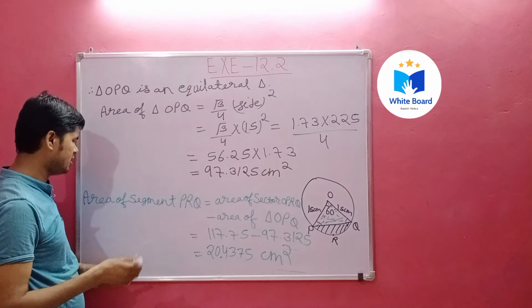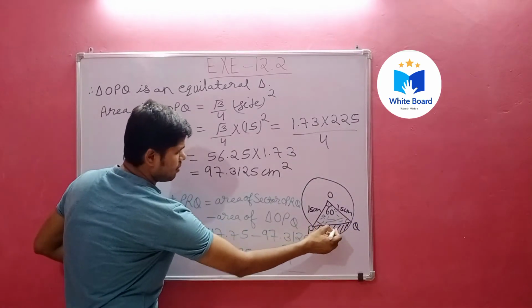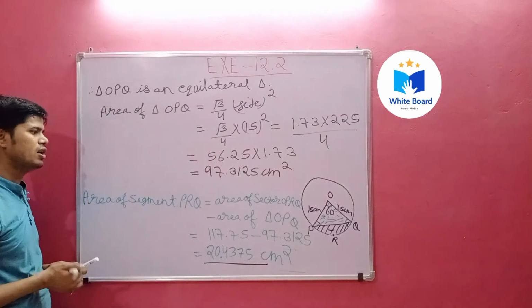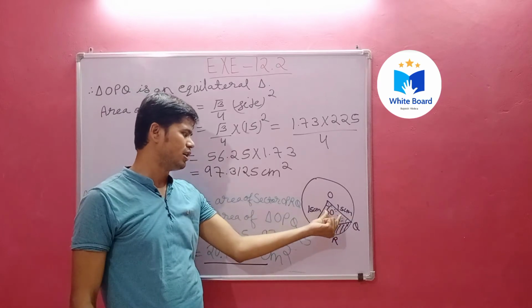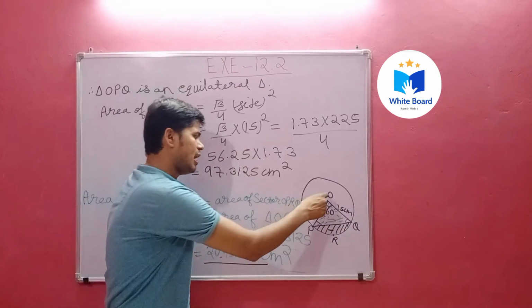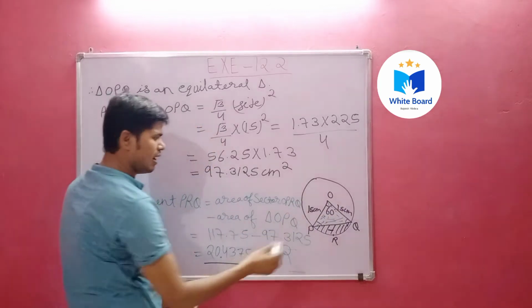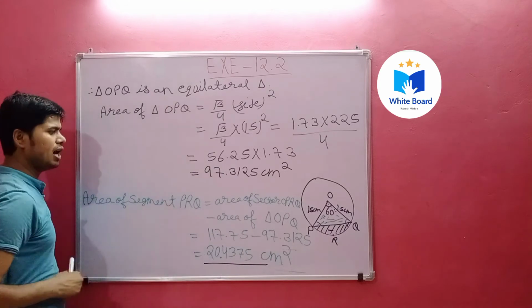In this way we find the area of minor segment PRQ. This is denoted by this portion, 20.4375 centimeter square. First of all we found the area of sector OPRQ, then we found the area of equilateral triangle OPQ, and from the sector's area we subtracted the triangle's area, so we got this area, denoted by the vertical lines. It is the area of segment PRQ.